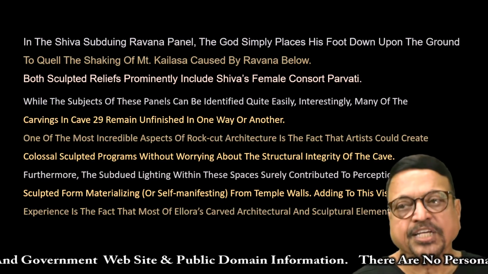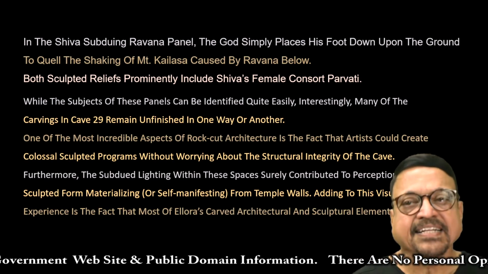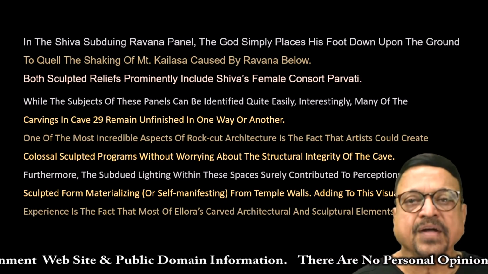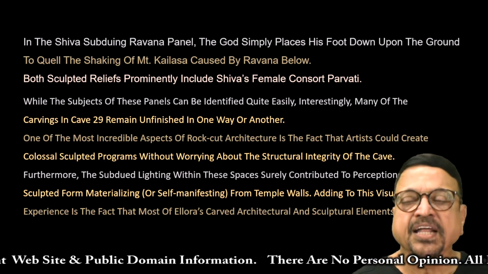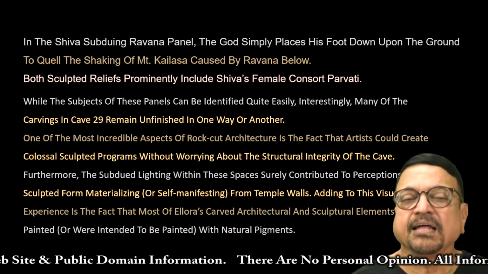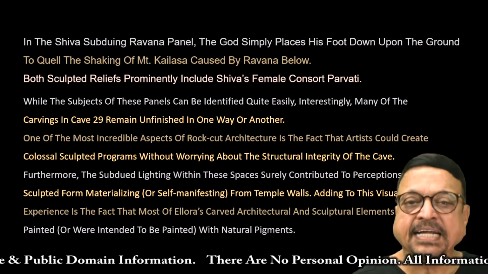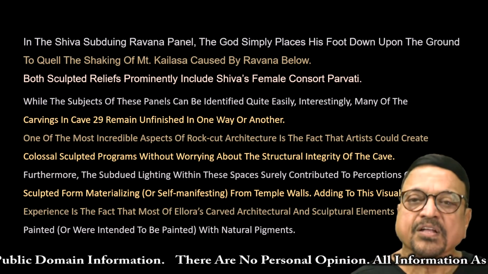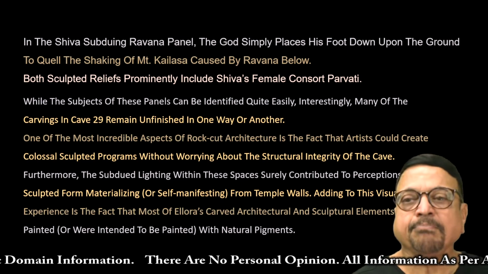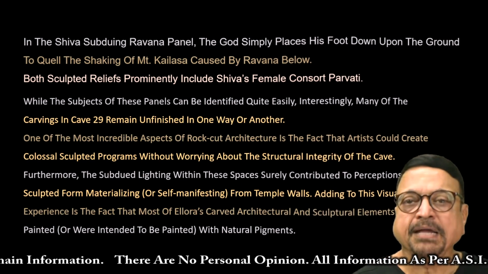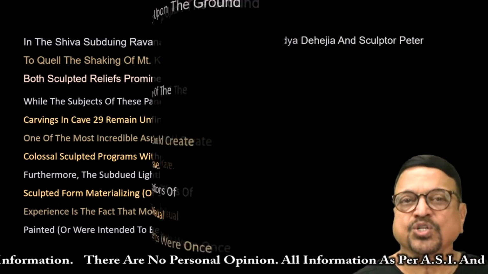Adding to this visual experience is the fact that most of the Ellora's carved architectural and sculptural elements were once painted. Earlier they were painted, and they decided to make it permanent by replacing the pigments with the sculptures. That was another good thing they did, so that today also they are there. But even the painted ones are seen more in the Ajanta.